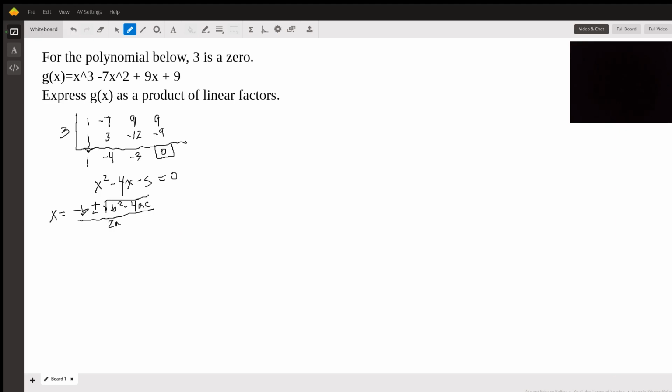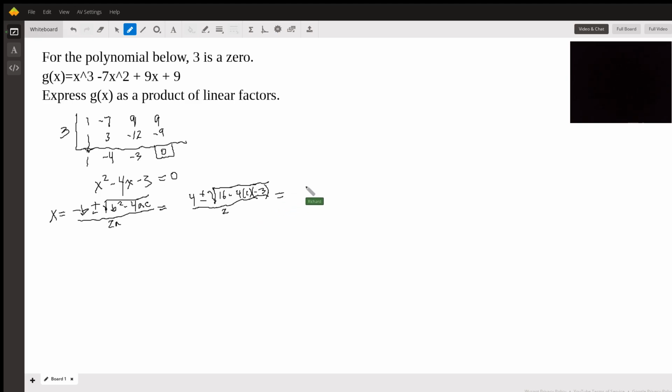Okay, so now we're just going to plug it into the quadratic formula. So b is -4, so that means plus 4 here, plus or minus. Now b is -4, so -4 squared is going to be 16 minus 4 times a is 1 and c is -3, all over 2. a is 1, so the denominator is just 2.